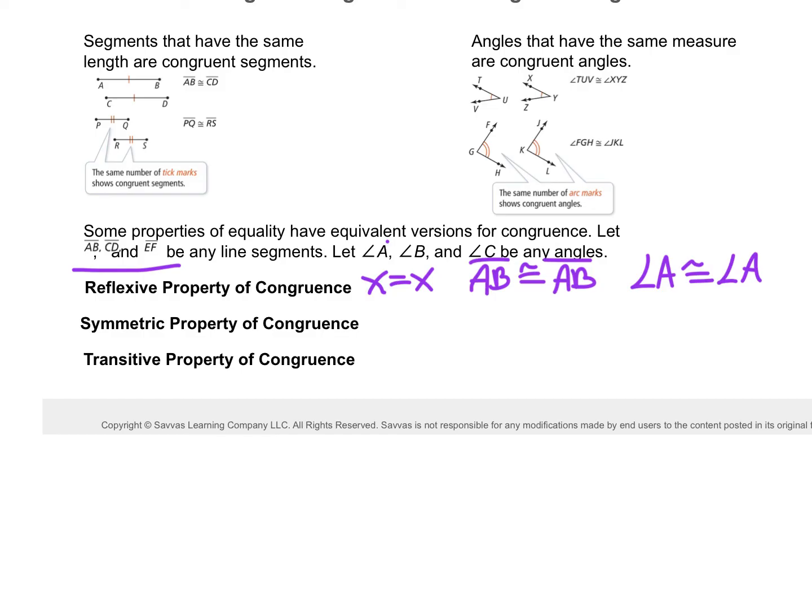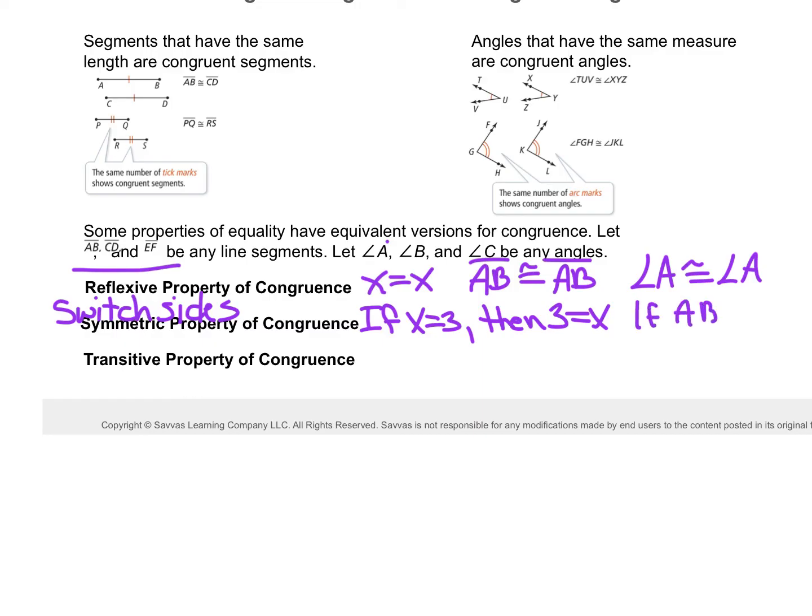Symmetric, if you can remember that S is switch. You're switching sides is the symmetric property. So if x equals 3, then 3 equals x. If AB is congruent to CD, then CD is congruent to AB.